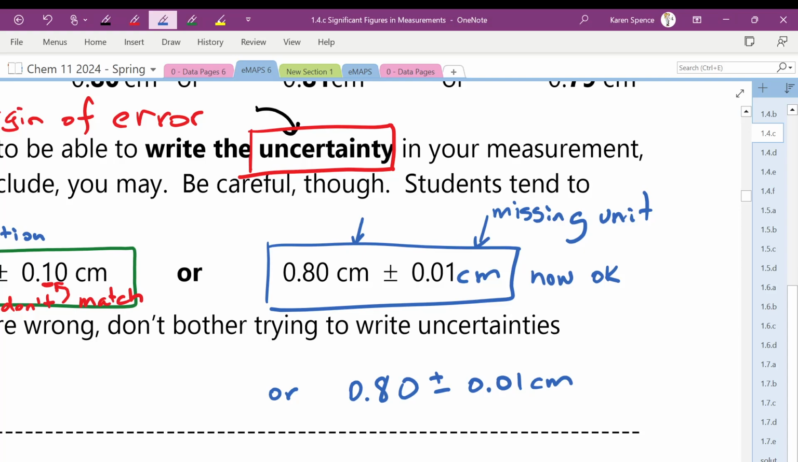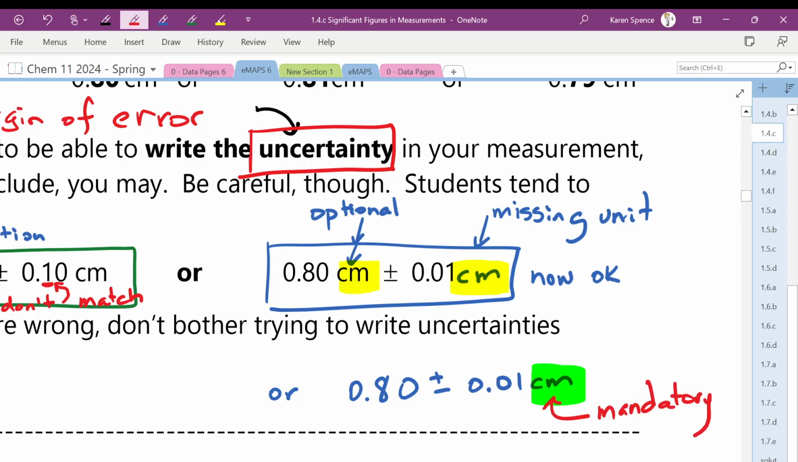So this one here is optional. Okay, so it's okay to have it twice. But this one here is mandatory. But like I said, if you're not interested in doing that enriched part, it's totally fine. Okay?